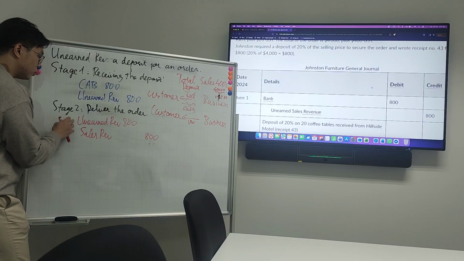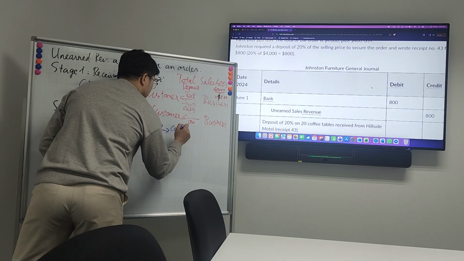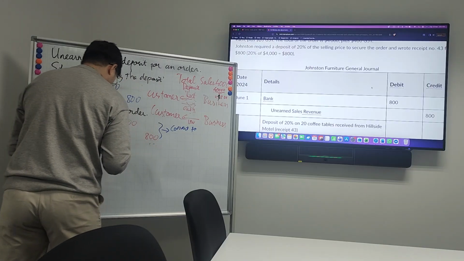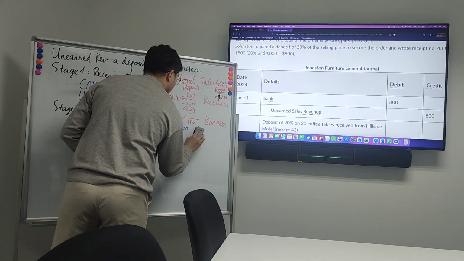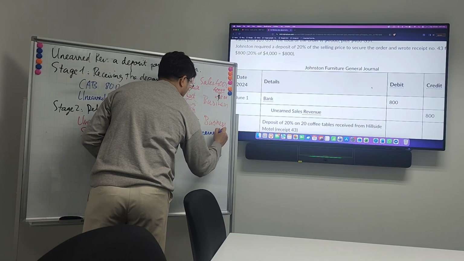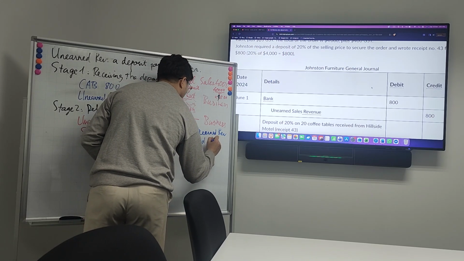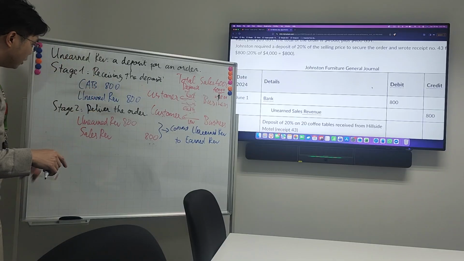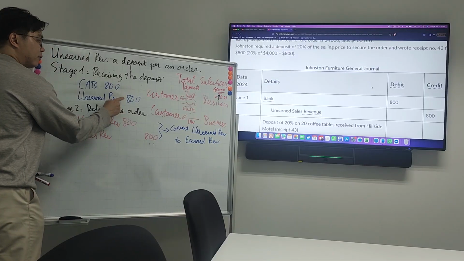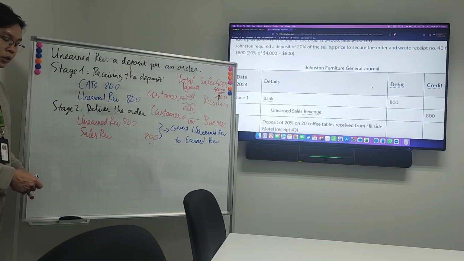Okay. This is to recognize. I'm going to make a little note here. Converting unearned revenue to earned revenue. So these two entries are to say the $800 that the business received before has now been turned into earned revenue or sales revenue.